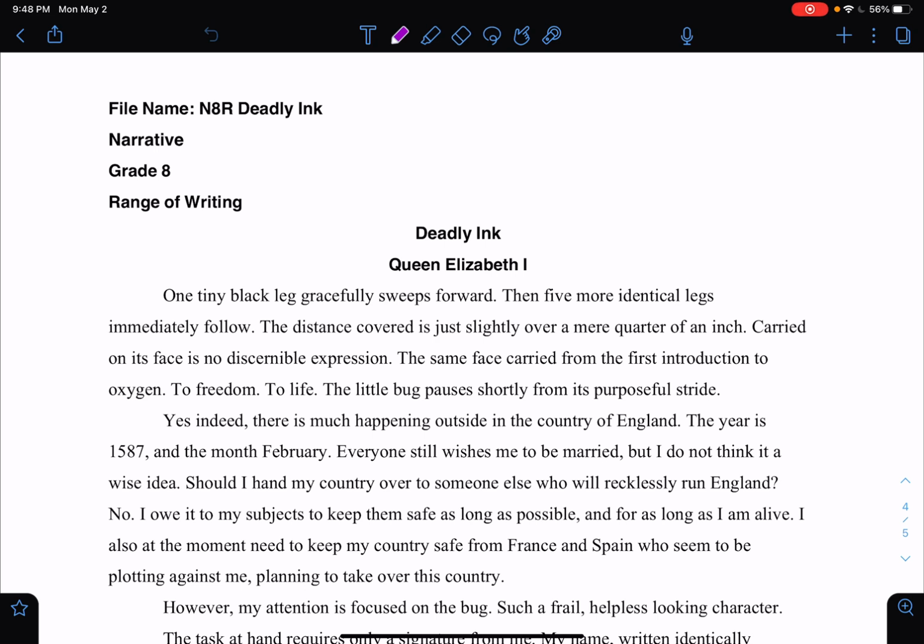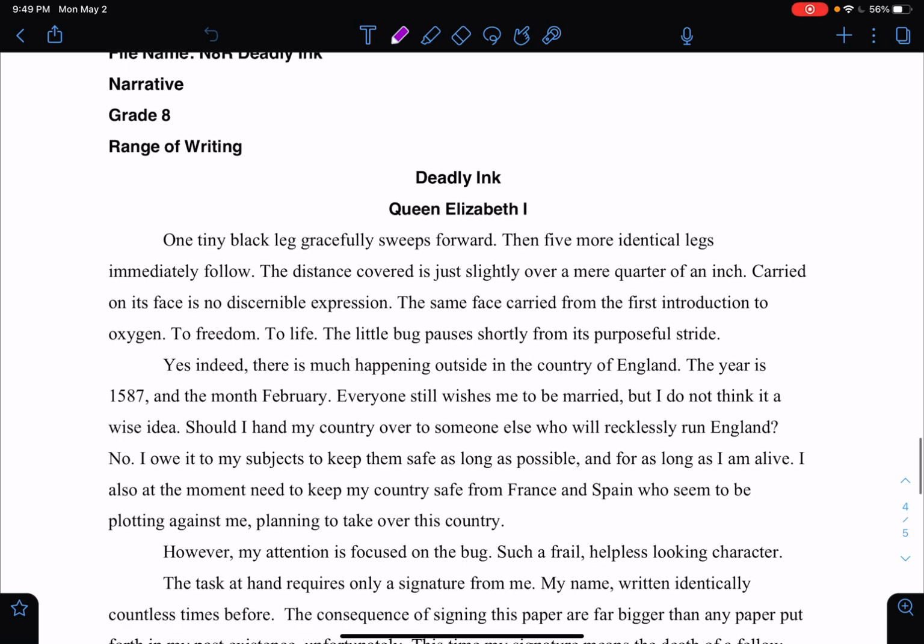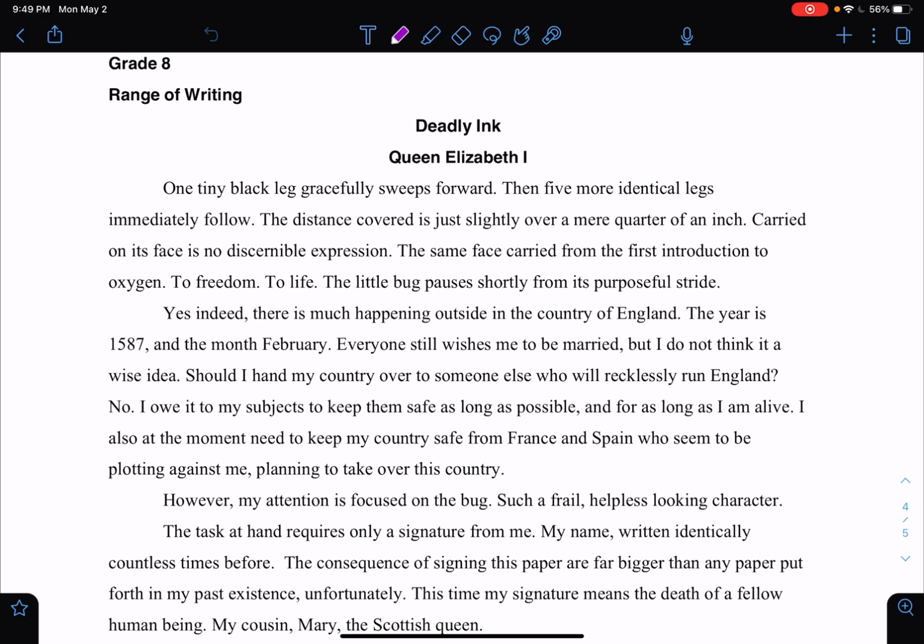"The little bug paused shortly from its purposeful stride. Yes, indeed, there is much happening outside of the country of England. The year is 1587." So here they're giving us some idea of what's happening in the story, right? They're giving us time.